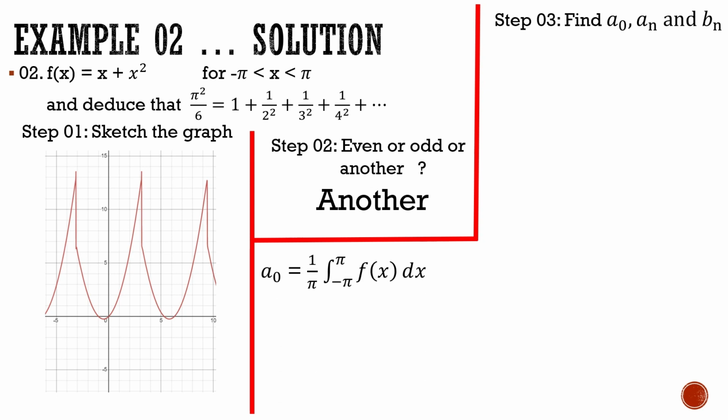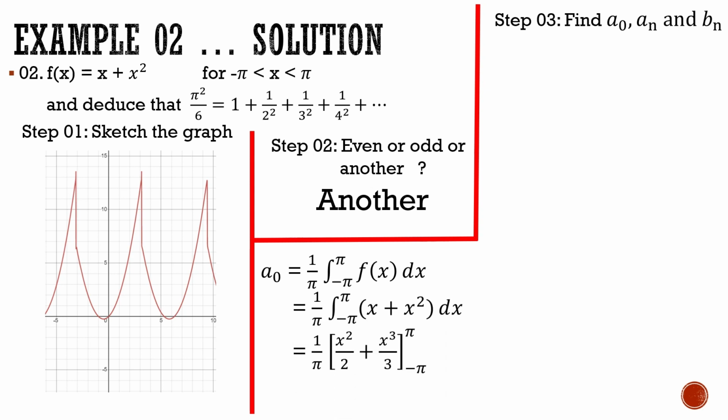For finding a0, an and bn, a0 is equal to 1/π ∫ from -π to π of f(x) dx. After substituting x plus x squared as f(x), we can get the final answer a0 equals 2π squared over 3.